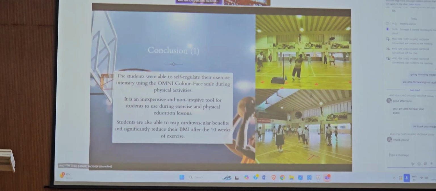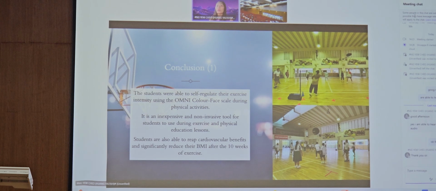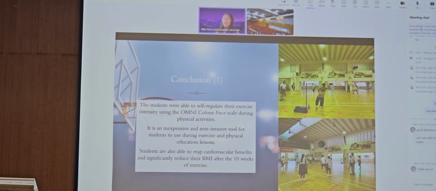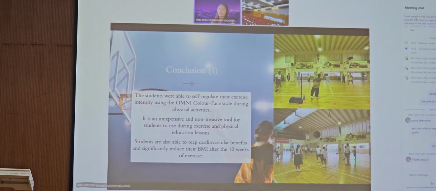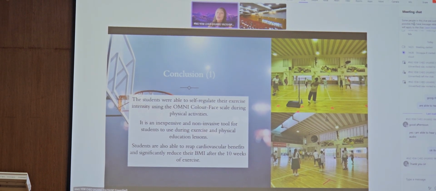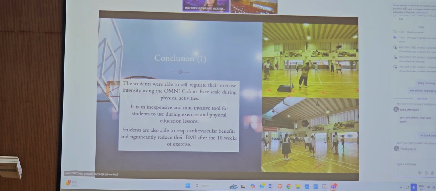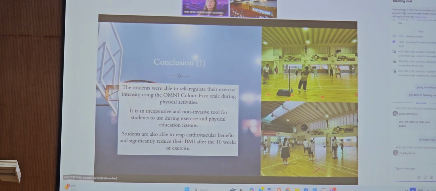So for the first part of the conclusion, the students are able to self-regulate their exercise intensity using the Omni Color Phase Scale during physical activities. It's also an inexpensive and non-invasive tool for students to use during exercise and physical education lessons. And students are also able to reap cardiovascular benefits and significantly reduce their BMI after 10 weeks of exercise.